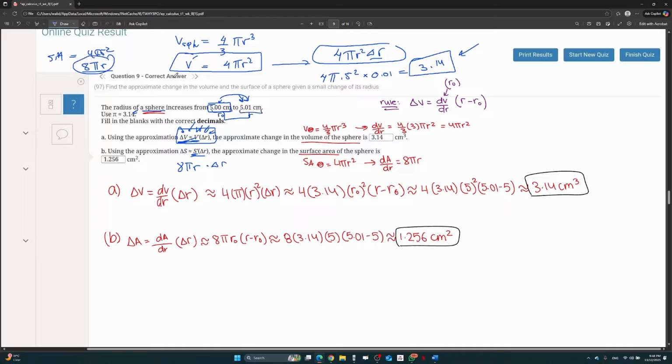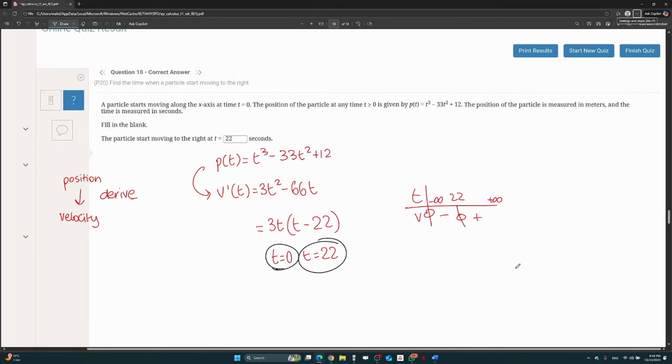Now, what radius are we using? 5. So it's going to be 8 times pi, which I'm just going to write down as 3.14 because they told me to use it, times the radius. What are we using? 5, times delta r. I finished this part. Now I'm doing delta r. From 5 to 5.01, what's that? 0.01. And you get 1.256. Alright, this is really easy.